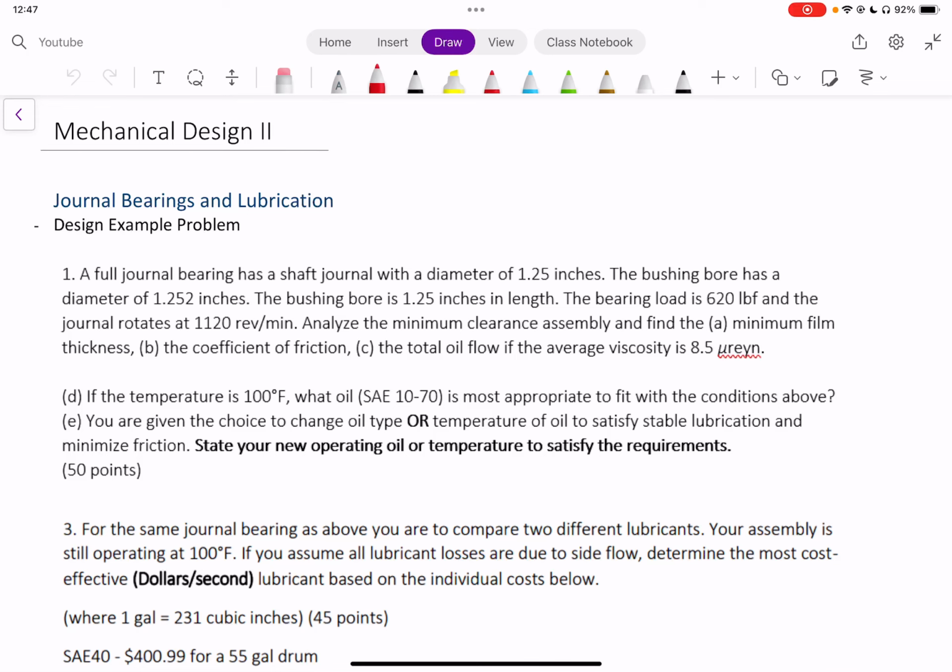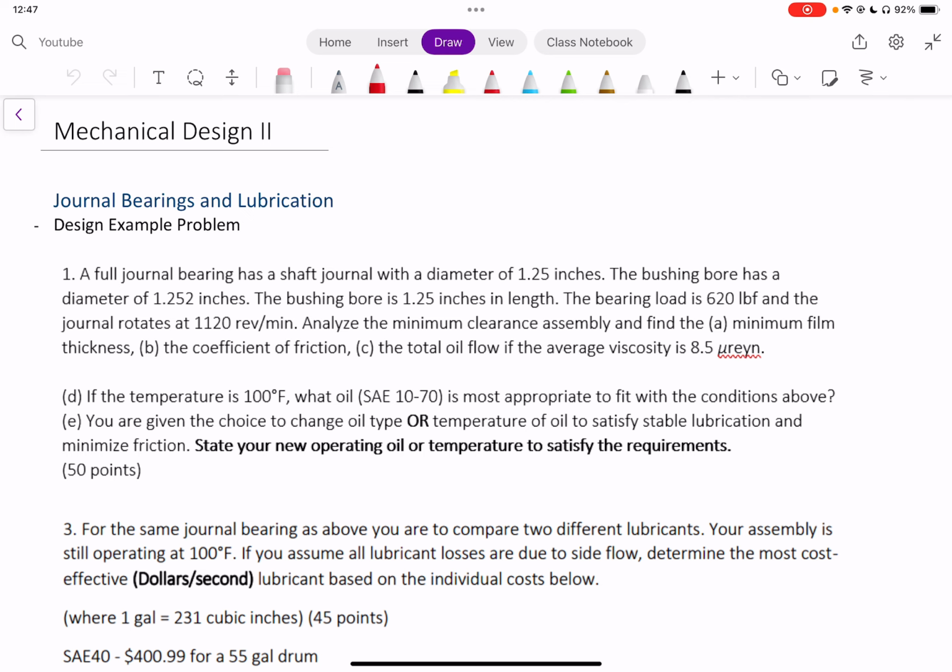Hey everyone, in this video we're going to be talking about journal bearings and specifically looking at an example design problem. This video is part of a lecture series on mechanical design too. So below here we have an example problem of a typical problem that you'll be given as a design engineer or a typical problem you'll be given on an exam.